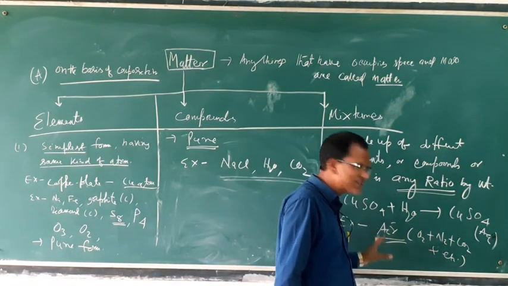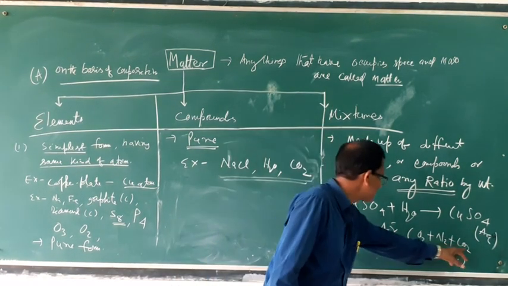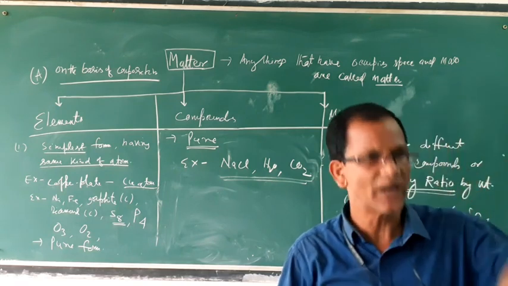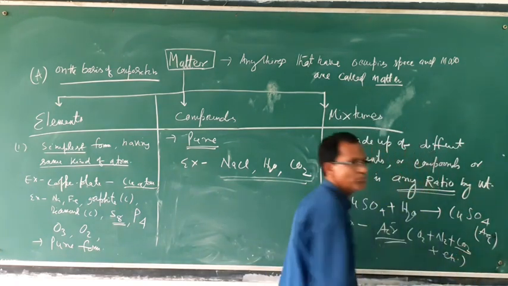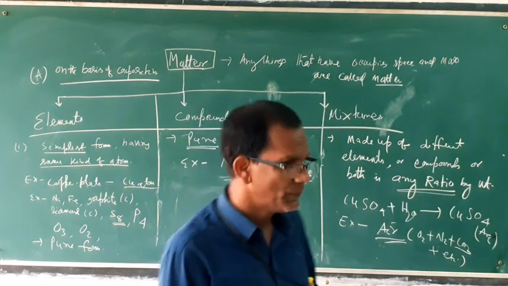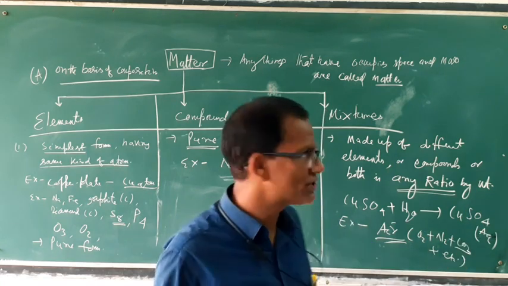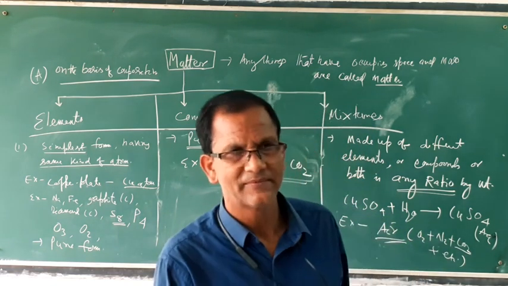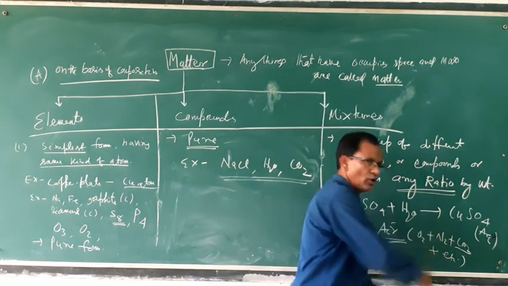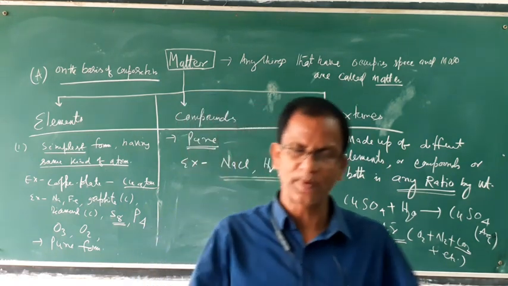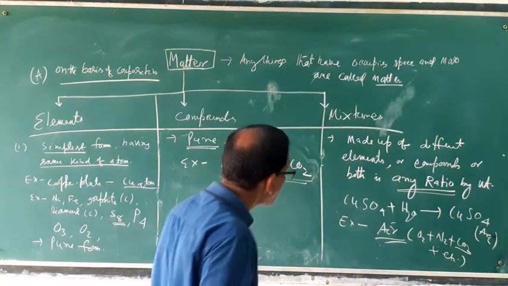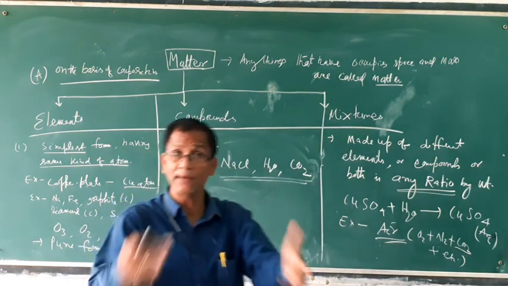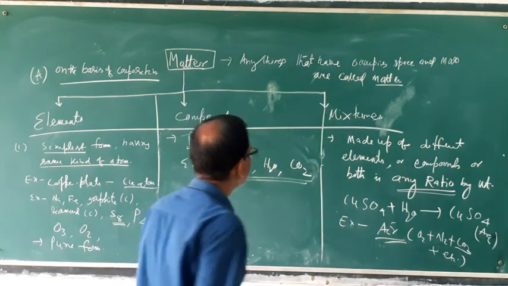Why is it a mixture? Because the amount of carbon dioxide, oxygen, nitrogen will differ from place to place. If you go to different places, the amount of carbon dioxide is different. In industrial areas and commercial places, the amount of carbon dioxide will be more compared to rural areas. That's why the composition is different. Dust particles are also not the same in different places. That's why air is a mixture of different, not fixed amounts. That's why it is impure.